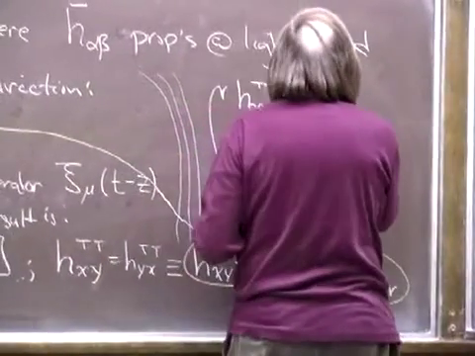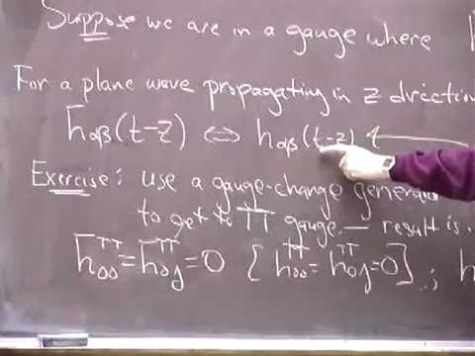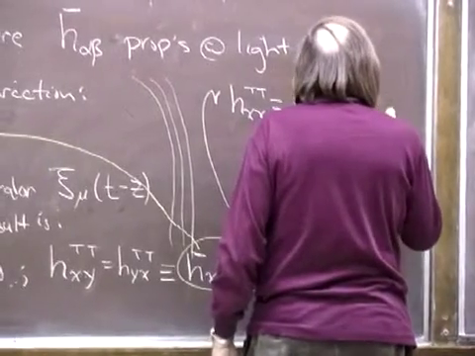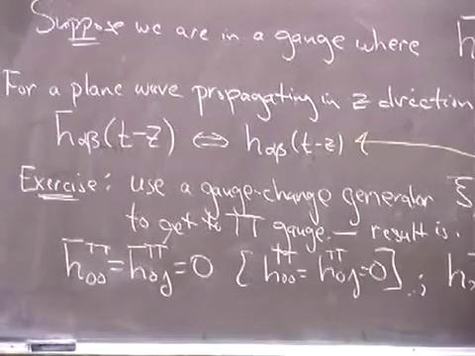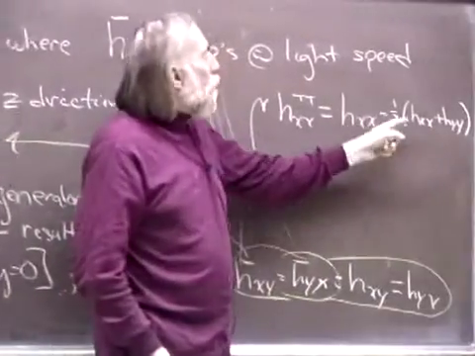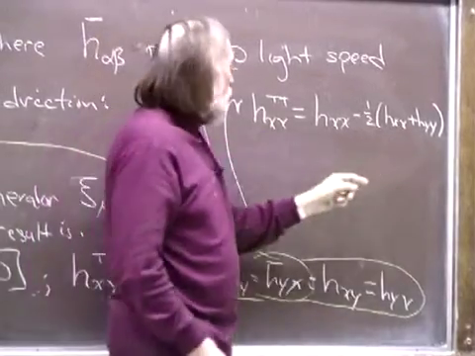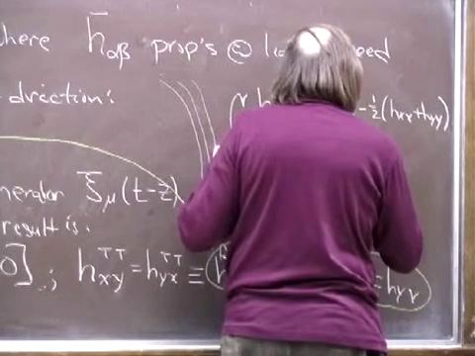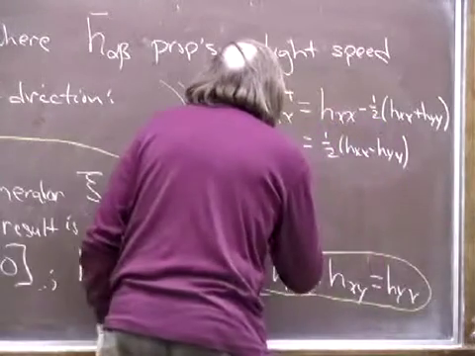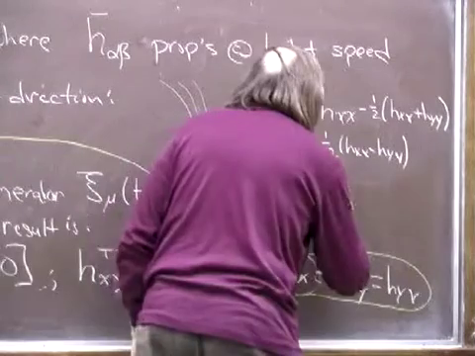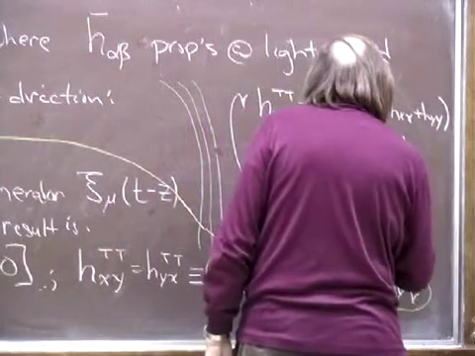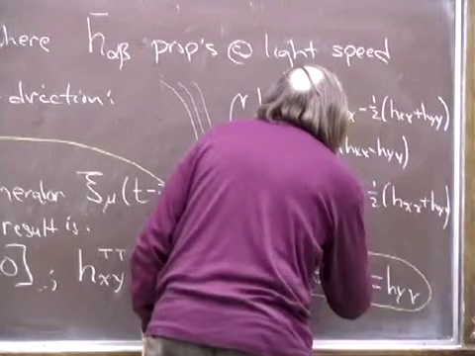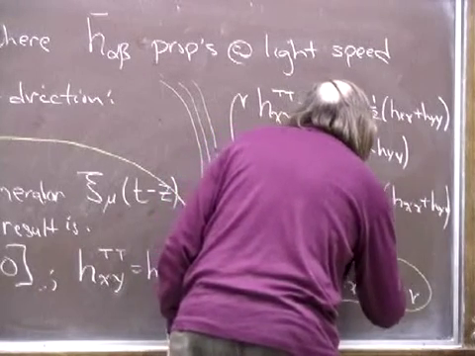HXX TT, let me write in terms of the H without a bar on it from the original coordinate system. It's equal to HXX minus 1/2 (HXX plus HYY). That is, it is the original H with the trace removed, which is the same thing as just 1/2 (HXX minus HYY). HYY TT is equal to the original H in the original coordinate system, HYY, minus, with the trace removed, or equivalently it's 1/2 with a minus sign, (HXX minus HYY).